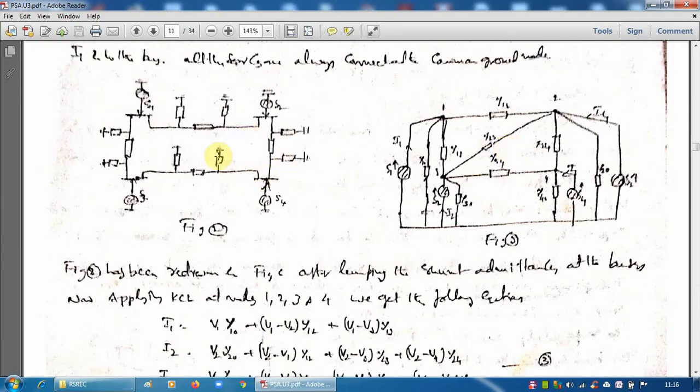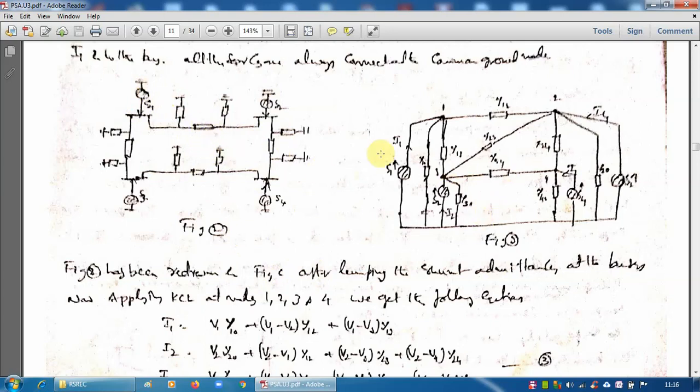If all the lines are assumed to be medium lines or long lines, then we represent all the lines by the pi model, series and shunt, series and two shunts, like that. And at all the buses we represent only complex power into the system. You see the arrow mark, into the system. Like that we model. Same model. This is a schematic diagram, but this is a somewhat expanded diagram.